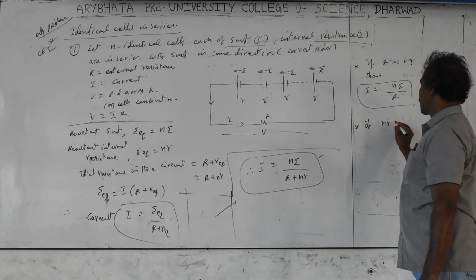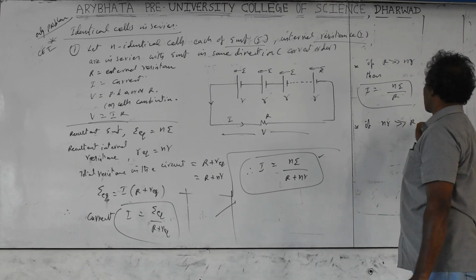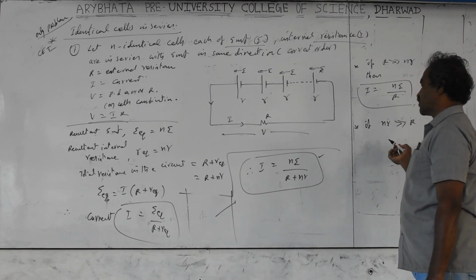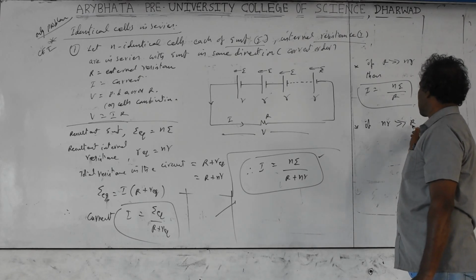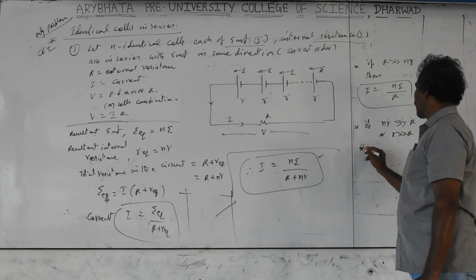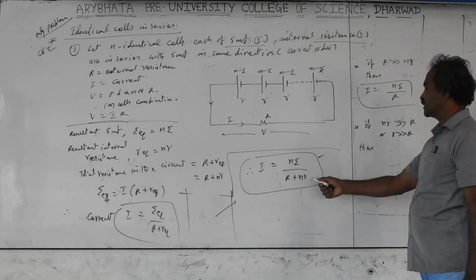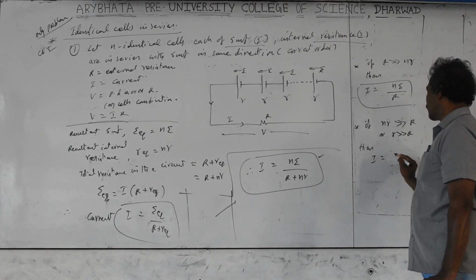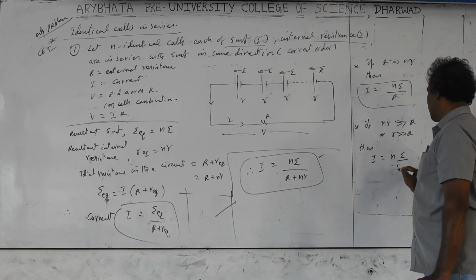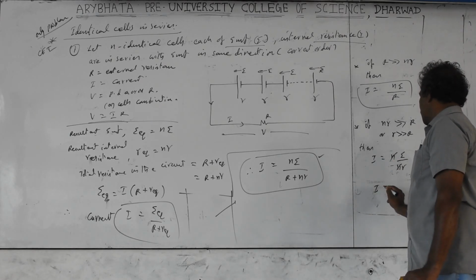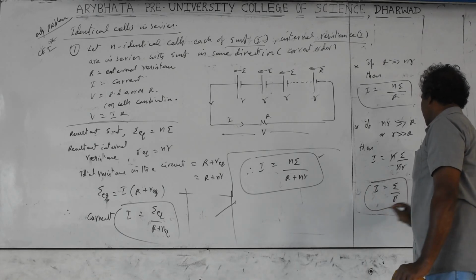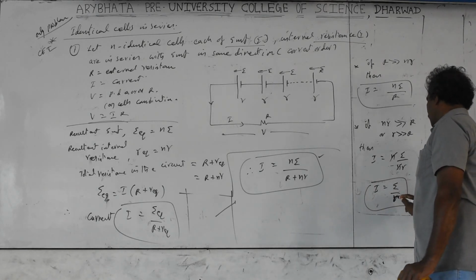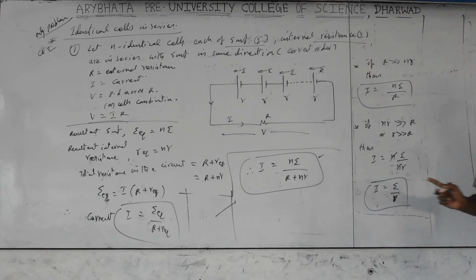If NR is much greater than R, or R is much greater than capital R, we can neglect the smaller one. Therefore, I becomes equal to N times E by NR. So N cancels. Therefore, I is equal to E by R. That means this is just equal to the current due to the single cell. We have discussed the maximum current from a single cell.